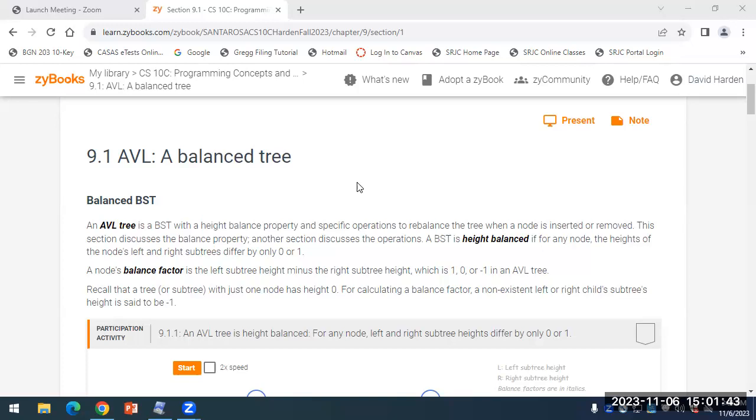So we talked about trees last week. We talked about binary search trees. And one of the things that we mentioned is that in the worst case, what is the big O for finding something in a binary search tree?